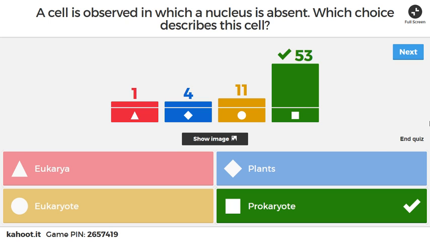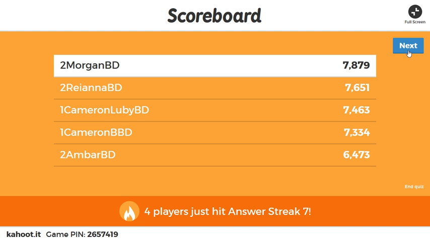All right, that's going to be prokaryotes. So we have prokaryotes and eukaryotes. Eukaryotes have membrane-bound organelles. They also have a nucleus, while prokaryotes do not. And this student is observing in which a nucleus is absent, meaning it's not there, and that's going to be a prokaryote. All right, take a look at the next one.